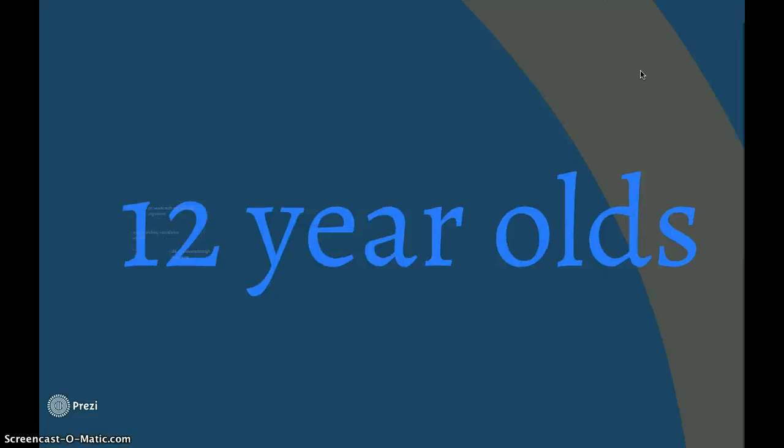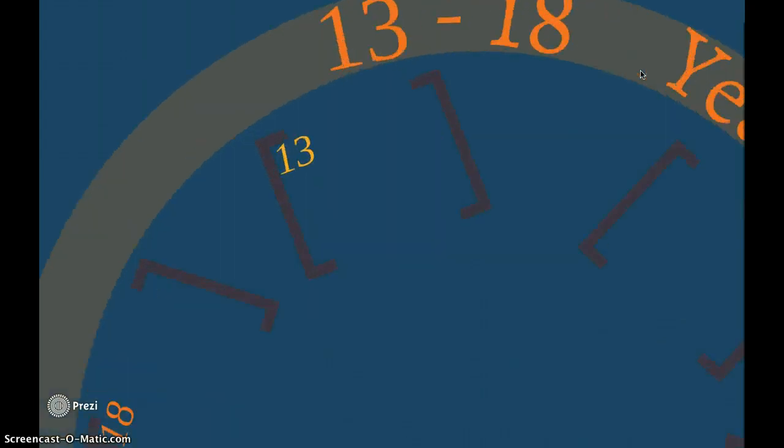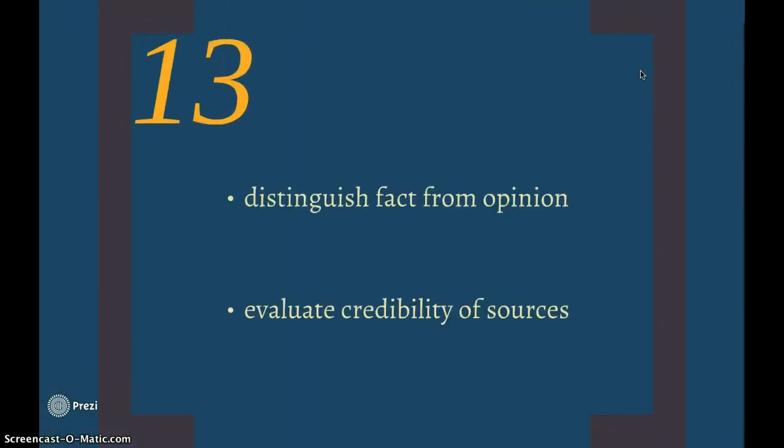At 12, students typically are able to persuade using a well-informed argument. All of their speech sounds are formed and they generally have few or no articulation errors. They're able to explain results through a discussion. At 13, students are able to distinguish fact from opinion and evaluate the credibility of sources.